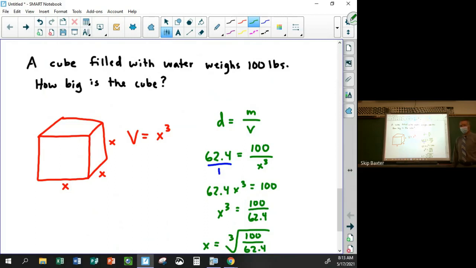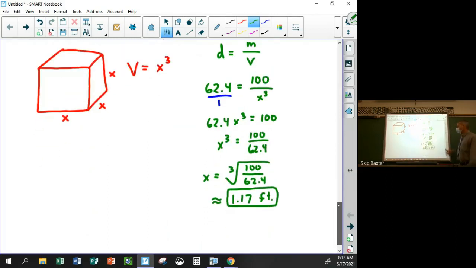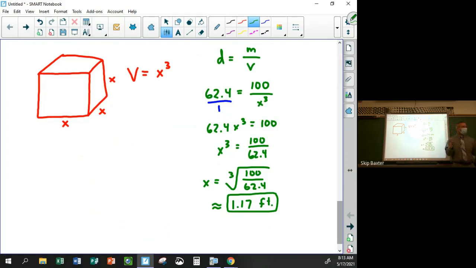Okay? Yeah, sure. Any questions on any of these? So we got 3 different places where the variable could be. It could be density that we're trying to find, it could be the mass we're trying to find, and it could be the volume we're trying to find. Okay? So homework's on Delta Math, it's just called density.